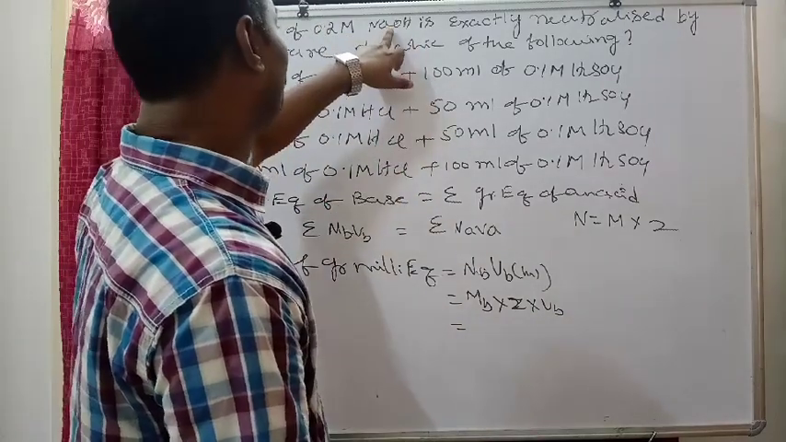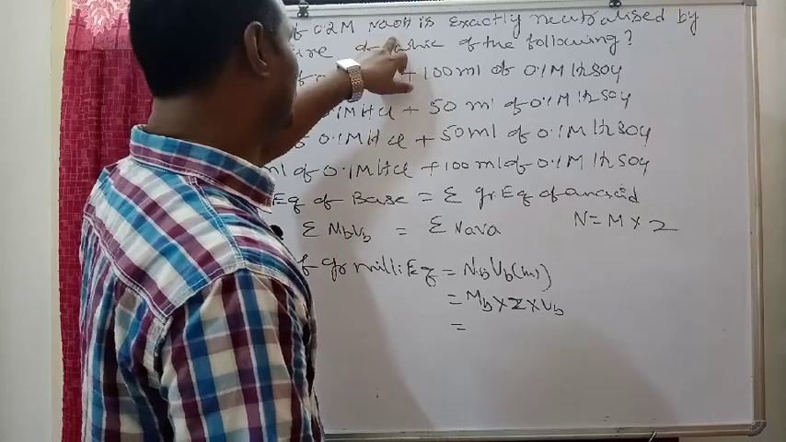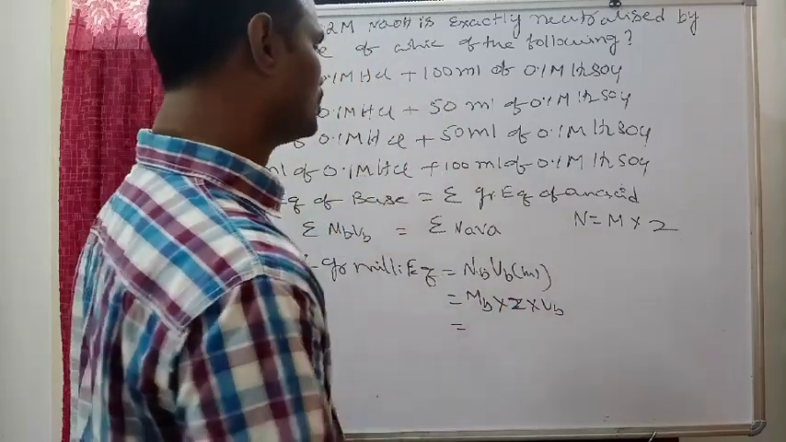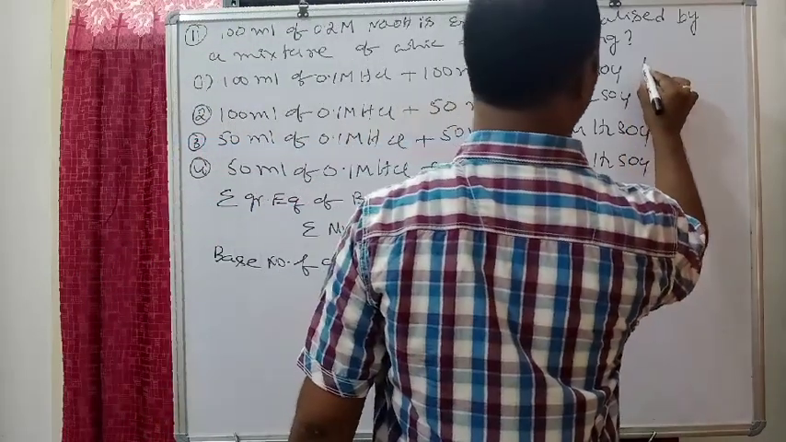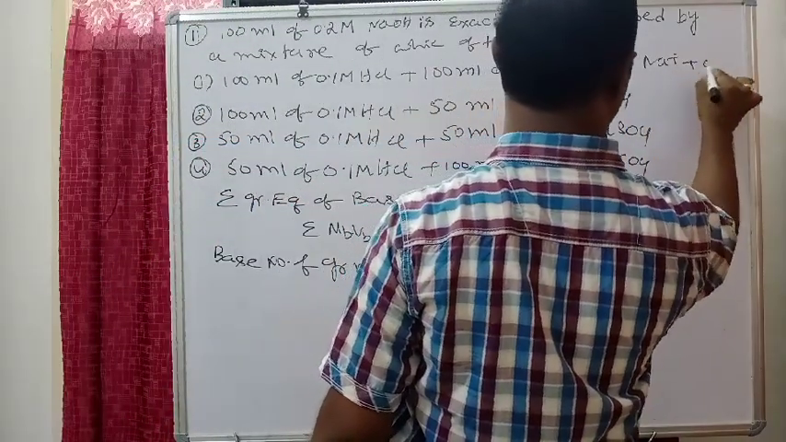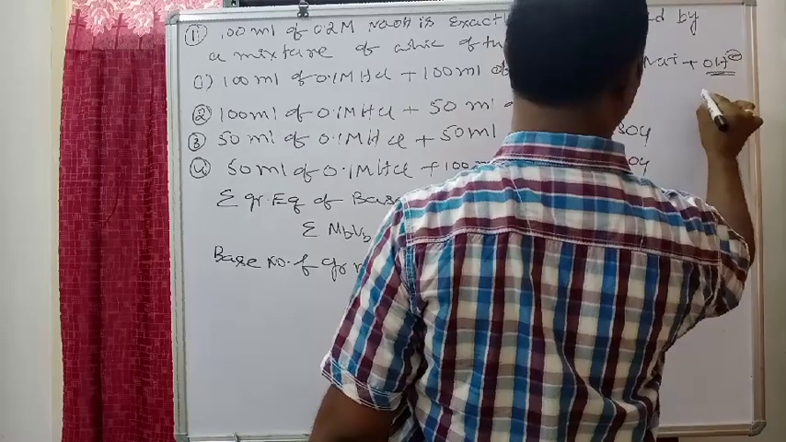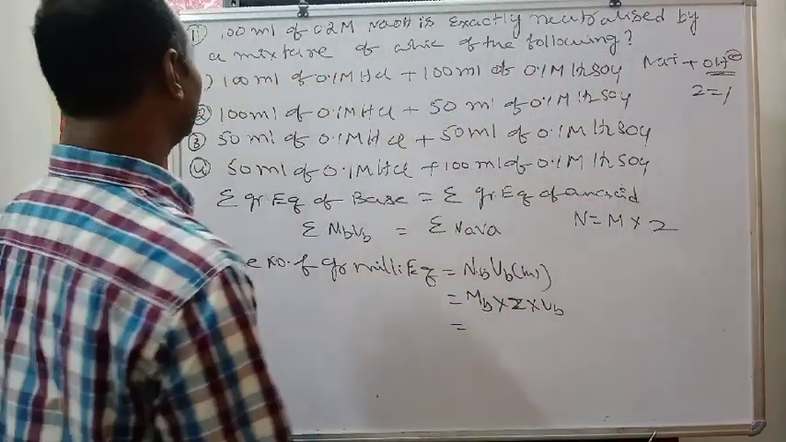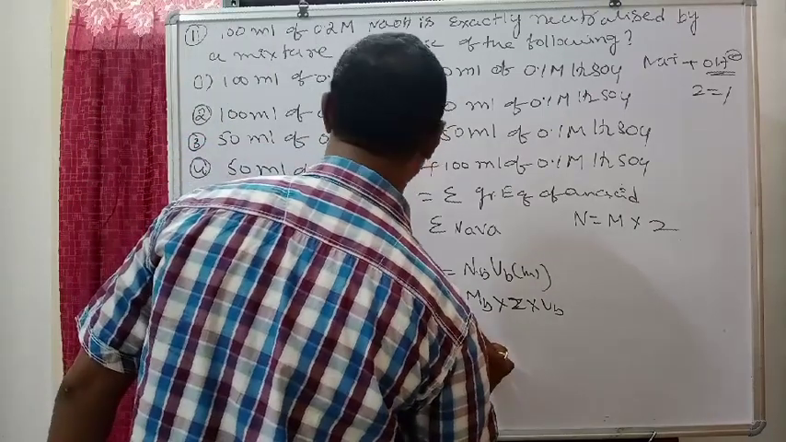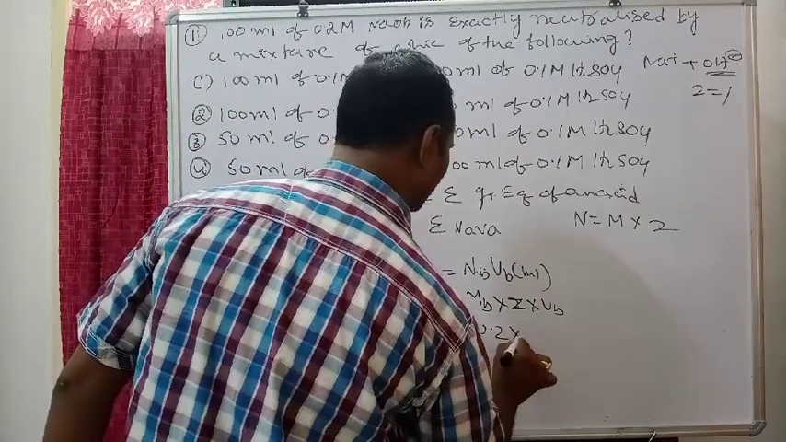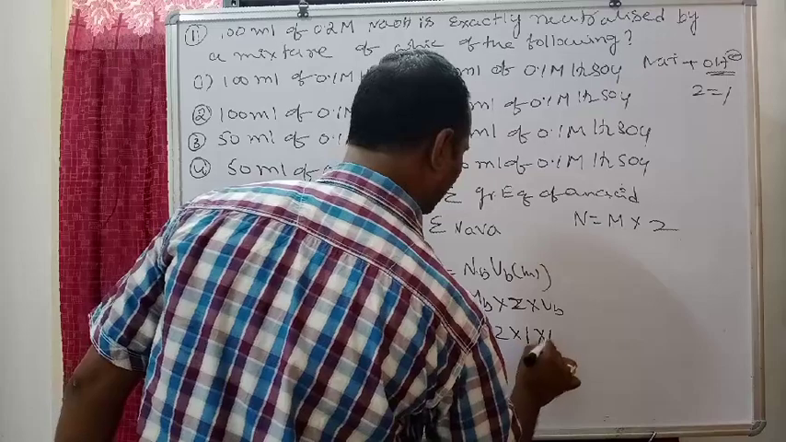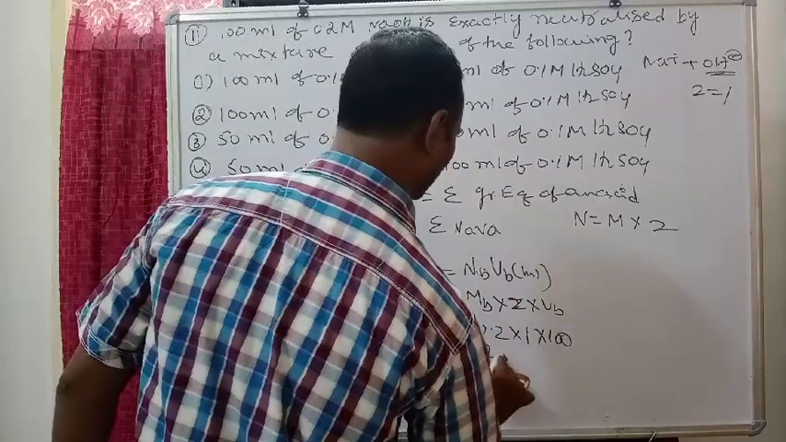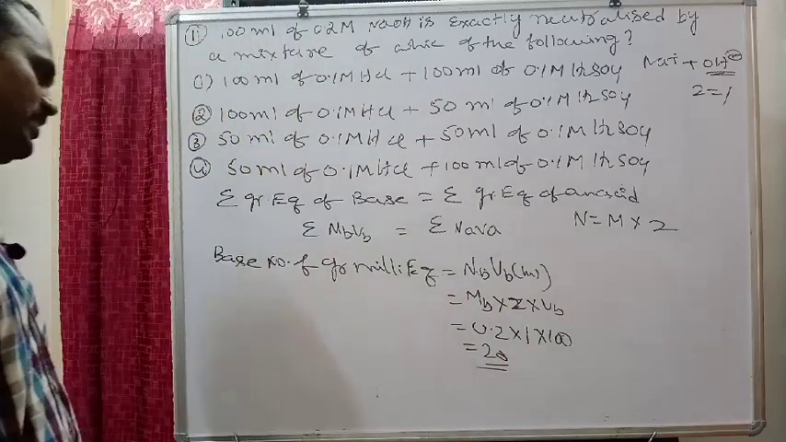So acidity of this base is 1. Valency factor for NaOH is 1. Reason, NaOH dissociates into Na plus and OH minus. Only one OH minus is given. So Z value is 1. And carefully see, molarity 0.2 into 1 into 100. Therefore, 20 milli equivalents are obtained.